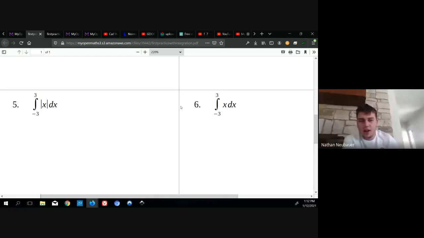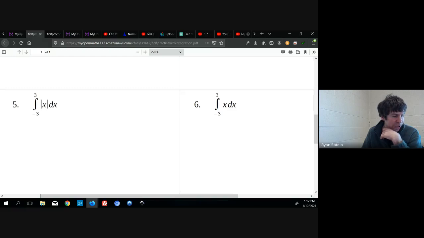Yeah, I have no clue how you do the absolute value one of this. Like, zero clue. You're going to just know that it's a mirror image on one side versus the other. So you're just going to do one side of it, like 0 to 3 for x, and then just double your answer. Does that make sense?